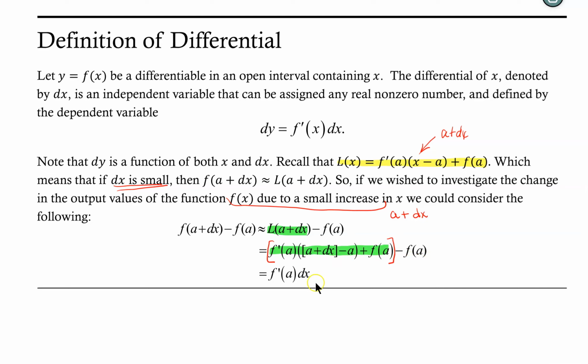Well, when we simplify all of this, what we end up with is simply f prime of a times dx. Because we have an a minus an a, and those will sum to 0, and we've got an f of a minus an f of a, and those will sum to 0. So all that we're left with is this f prime of a times dx.